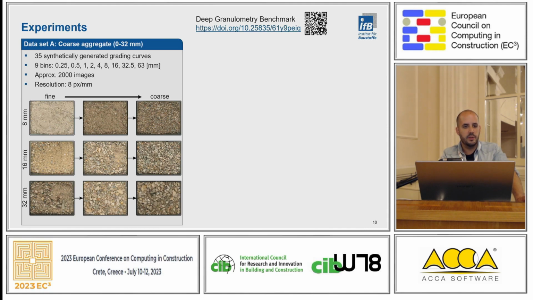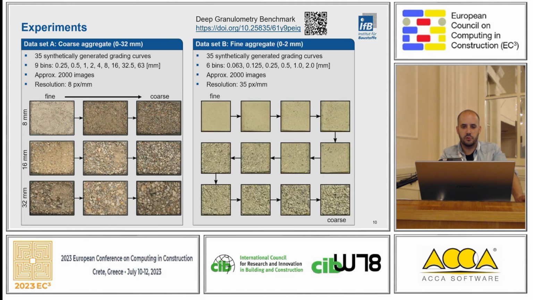Yeah, to test this whole procedure, we acquired two data sets that we made actually publicly available under the link above. The one data set consists of coarse aggregate from 0 to 32 millimeters. We synthetically created, in this case, 35 grading curves where we precisely know the grain size distribution and acquired approximately 2,000 images. And the same procedure we did for a data set consisting of fine aggregate, in this case 0 to 2 millimeters.